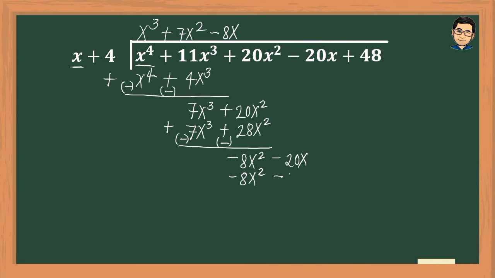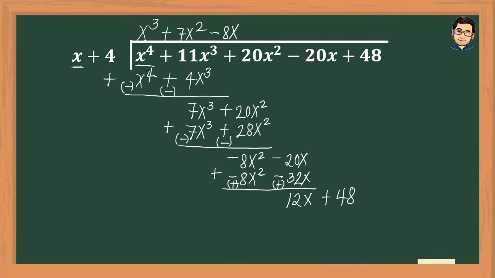Minus 32x. And then, we change the sign of the subtrahend. So, plus, and then we add. Negative 8x squared plus 8x squared, that is 0. Negative 20x plus 32x. So, we follow the sign of the bigger value. So, 12x. Then, finally, we bring down 48.